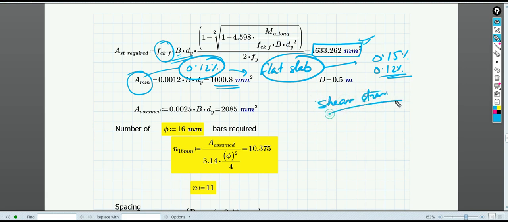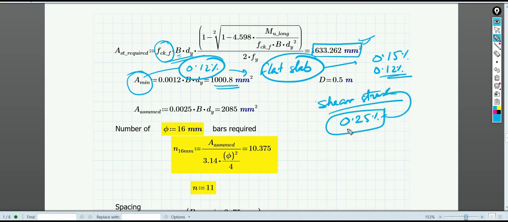So you cannot place reinforcement which is less than 0.25%. So let's see for 0.25%, how much steel will be required. It is coming out to be 2085 mm square. Obviously this is more than what is required, so we are going to provide this much, that is 0.25% of steel.